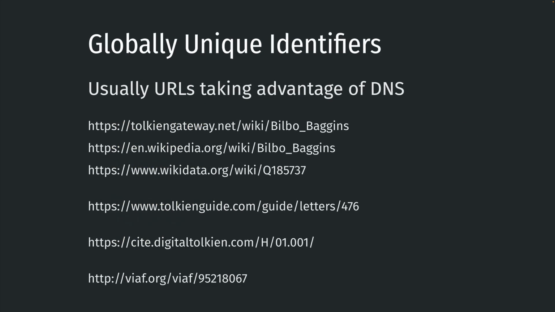To solve this problem, linked open data uses identifiers that are globally unique, usually URLs, because it's easy for independent parties to mint them. Here are 3 different URLs representing Bilbo Baggins, for example, and ones representing the TCG letter 476 and the first paragraph of The Hobbit. The last URL represents J.R.R. Tolkien himself and is used by library catalogues around the world.